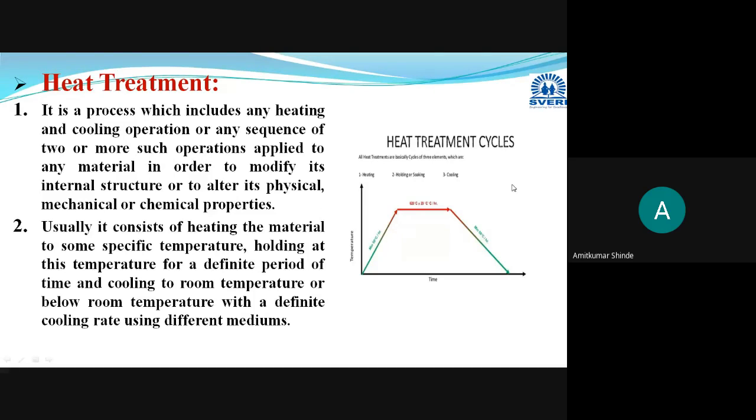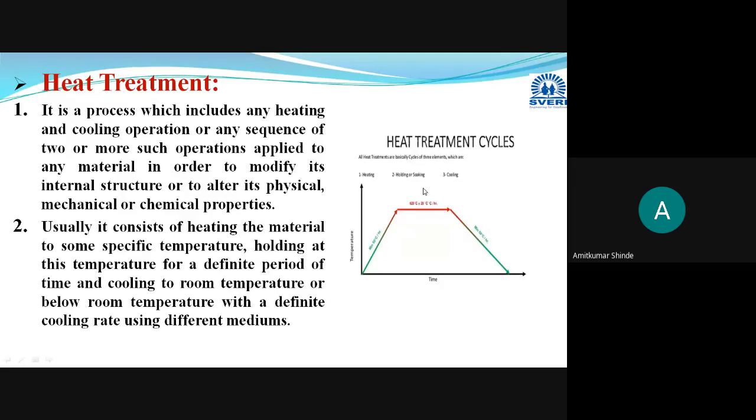Now here I have taken one reference. I will explain how this heat treatment process will be conducted. This is the general heat treatment cycle. Here, first step, this is the heating cycle. Here I have mentioned it: one, heating, then two, holding or soaking, and three, cooling. These three steps will be there.